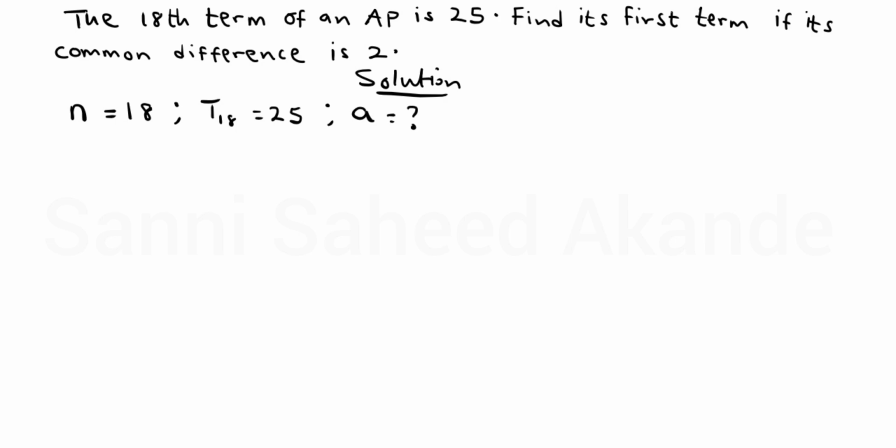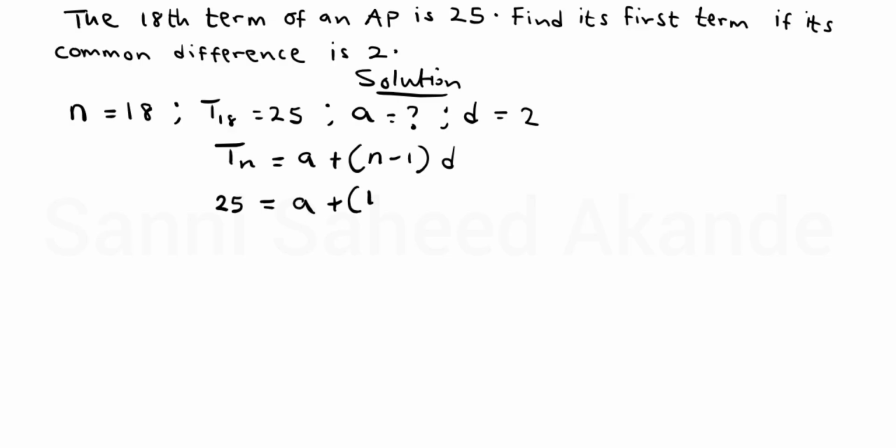All right, so they said find its first term, that is A, which is unknown. That's what we want to find. Then its common difference, that is D, is equal to 2. So we are still going to make use of this formula, Tn = A + (n - 1)D. So our Tn now, that is T18, is going to be 25, equal to A, which is what we want to find, plus our n is 18, minus 1, then common difference is 2.